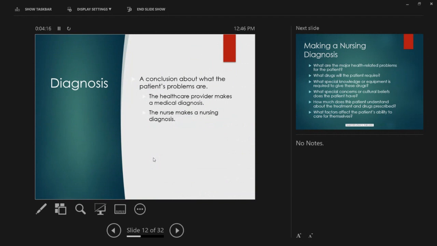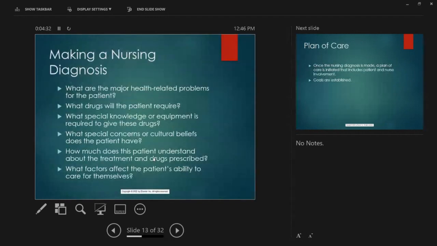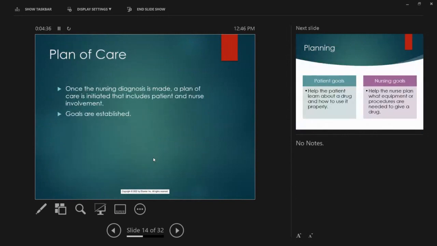What special knowledge or equipment will be required to give these drugs? What special concerns or cultural beliefs does the patient have? How much does this patient understand about the treatment and drugs prescribed to them? And what factors will affect the patient's ability to care for themselves? When forming our plan of care, it will involve collaboration with nurses and the patients or caregivers.